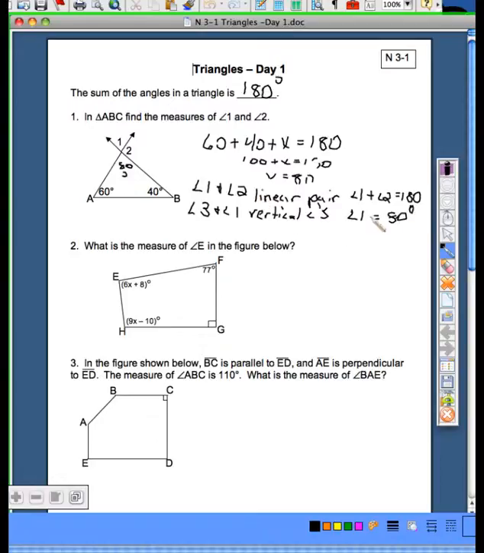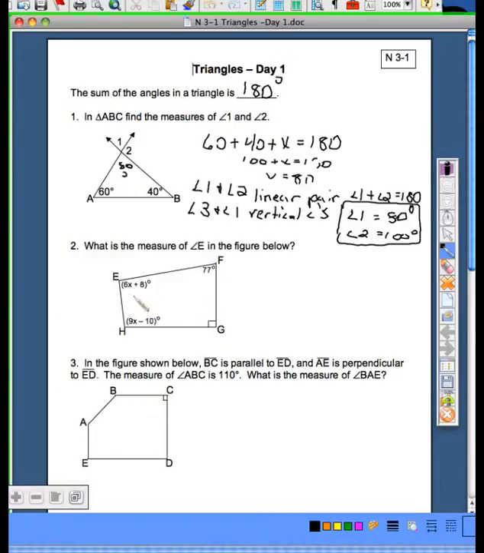Since angle 1 and angle 2 are a linear pair, they form a line. If angle 1 is 80, angle 2 must be 100 degrees, or 180 minus 80. So that's how you would use the property that a triangle's angles add to 180 degrees to find these exterior angles on this figure.